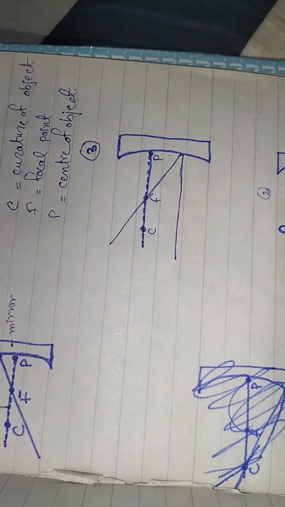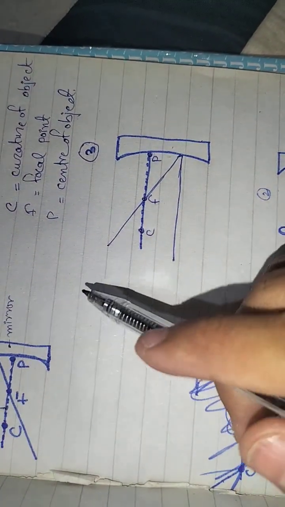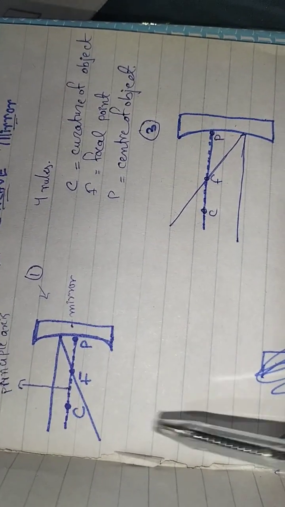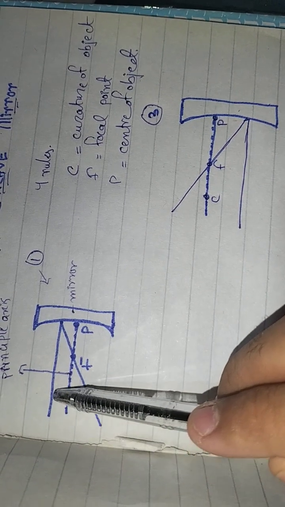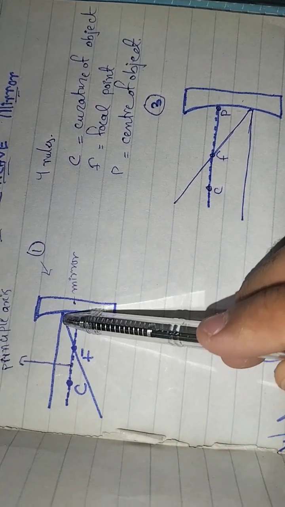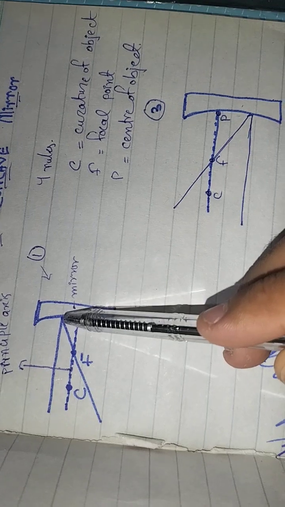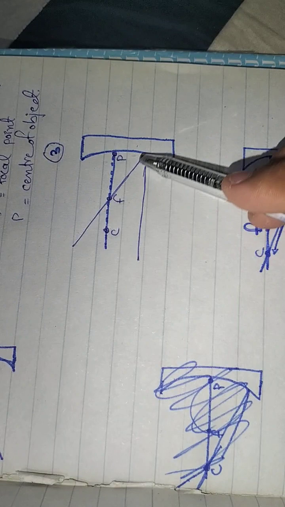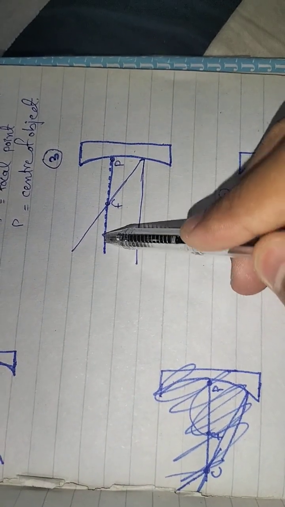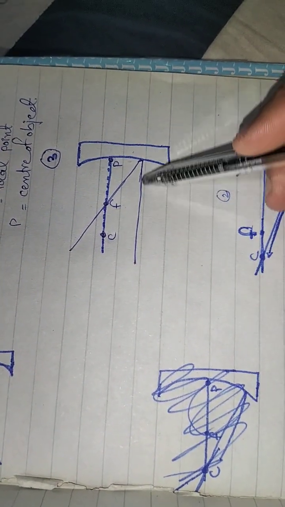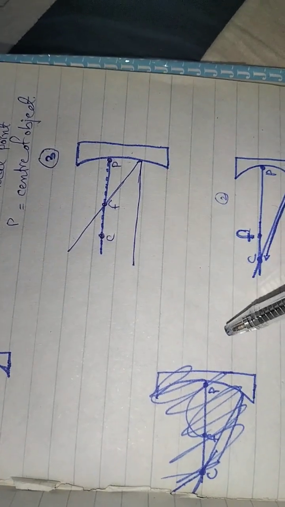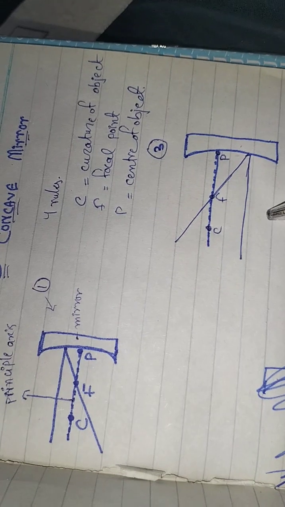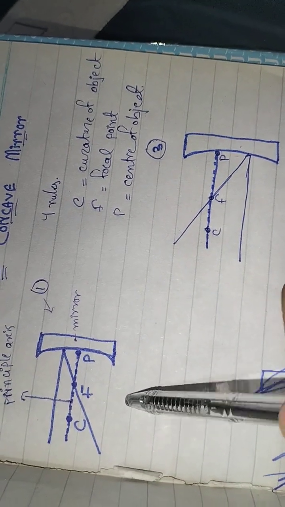Now we have the third rule. The third rule is just the opposite of rule number 1. In rule number 1 we have a line going parallel to the principal axis and bouncing back on the focal point. In this we have a line going from the focal point and coming parallel to the principal axis. The rule number 3 is just the opposite of rule number 1.